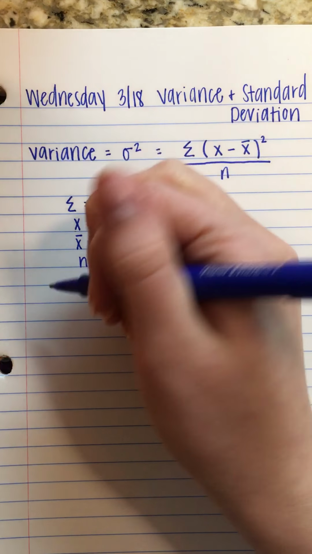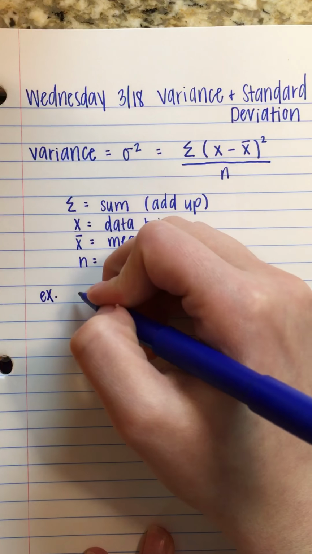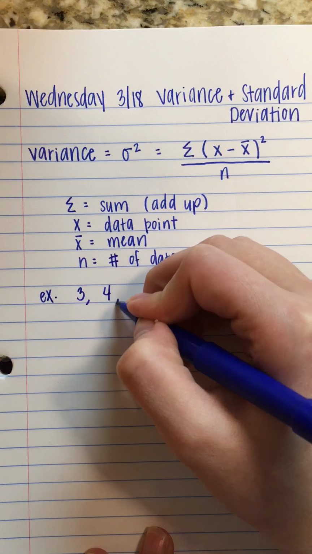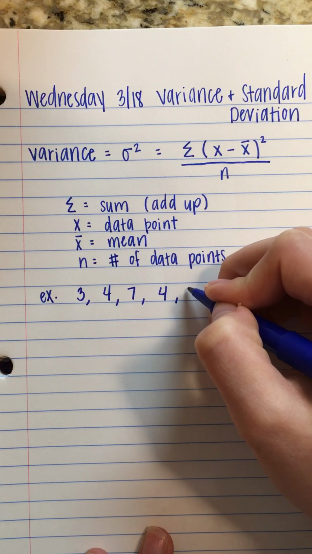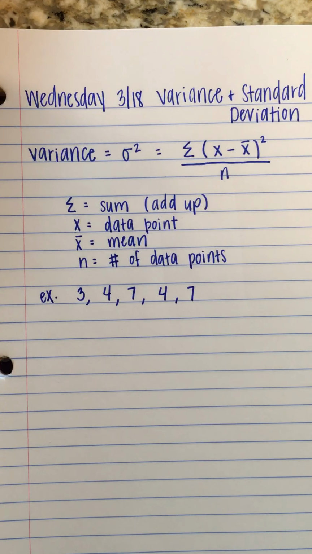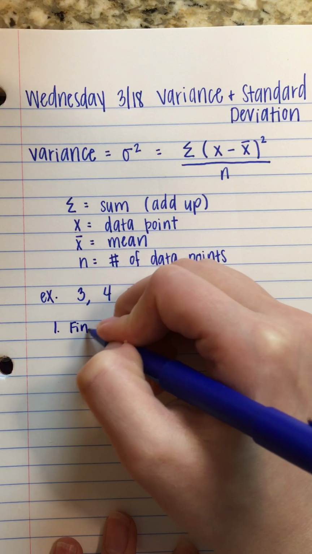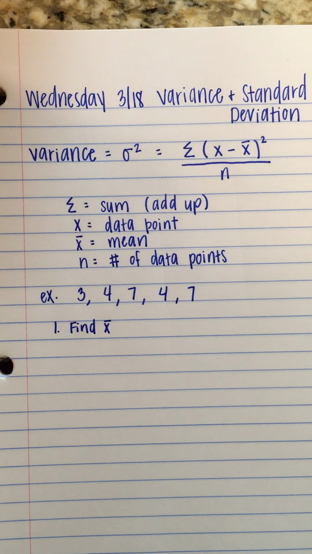So let's just jump right in. Let's say we have a data set. Say we've got 3, 4, 7, 4, and 7. So we have 5 data points here. All right, step 1. We need to find x bar. Remember, that's just finding the mean.